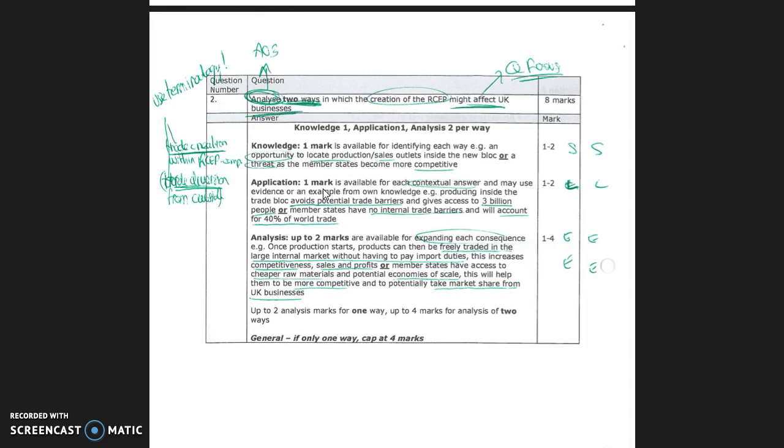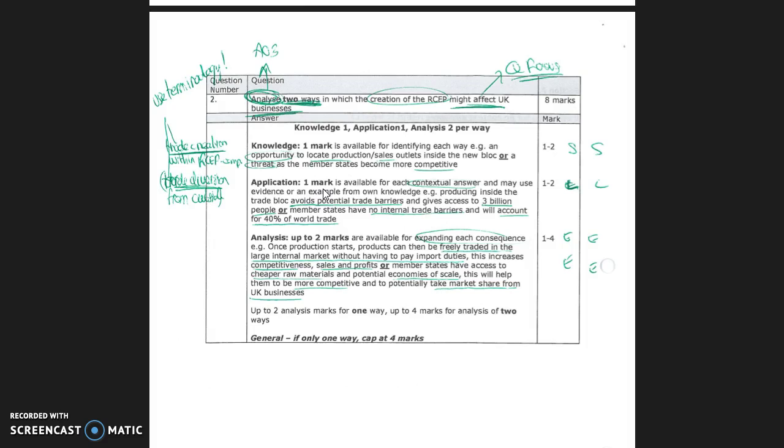Okay, 2 key terms you could have used was trade creation, to create trade within that group, which would be a potential opportunity possibly for UK businesses, or you could go down the trade diversion route, where it's going to divert trade from outside that group, a bit like the EU and the steel wall around the EU that I often talk about. So that could be a potential threat to UK businesses. So you need 2 different reasons, 2 opportunities or 2 threats, or 1 opportunity, 1 threat. Again, there's good and the bad here for the UK businesses. That's what AO3 is all about.